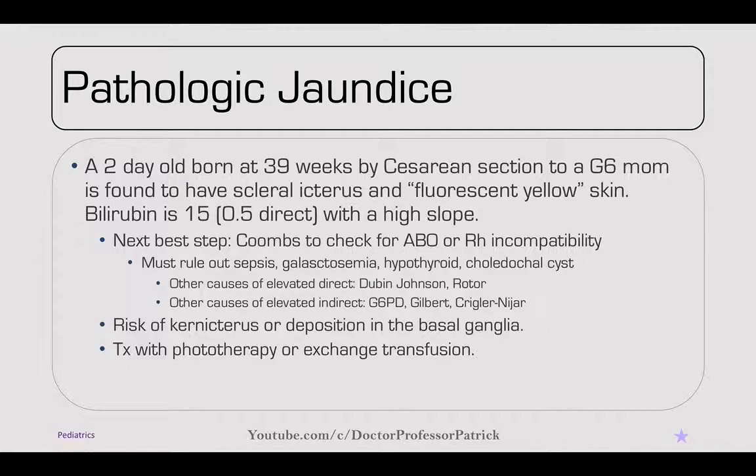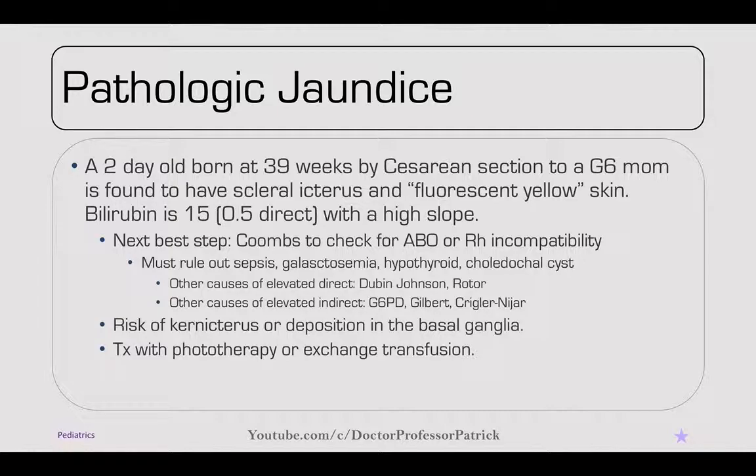So now pathologic jaundice. If there was a 2-day-old born at 39 weeks by C-section to a G6 mom, and it's found to have scleral icterus and fluorescent yellow skin, bilirubin is 15 with mostly unconjugated and a high slope. So you'll notice all the pediatrics attendings and residents will wear cards that have a bilirubin graph on it. So the next best step would be a Coombs test to check for an ABO or Rh incompatibility. And you have to rule out sepsis, galactosemia, hypothyroidism, or choledochal cysts.